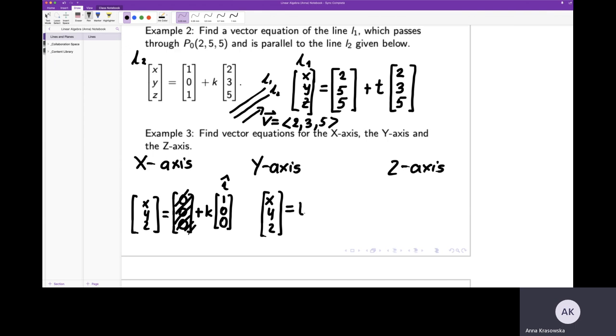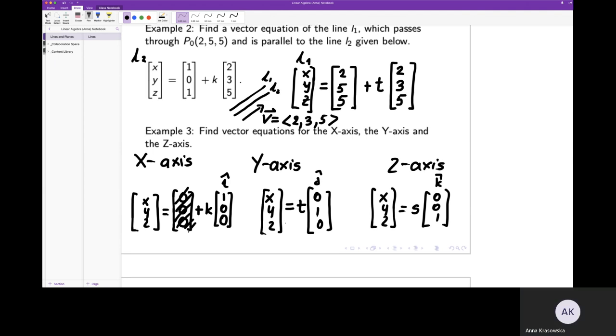y-axis would be t. I will choose a different name of the parameter, (0, 1, 0), and that will be j. And the z-axis: (x, y, z) equal s times (0, 0, 1), and that's a k vector. And so we have a vector equation of the x-axis, y-axis, and z-axis.